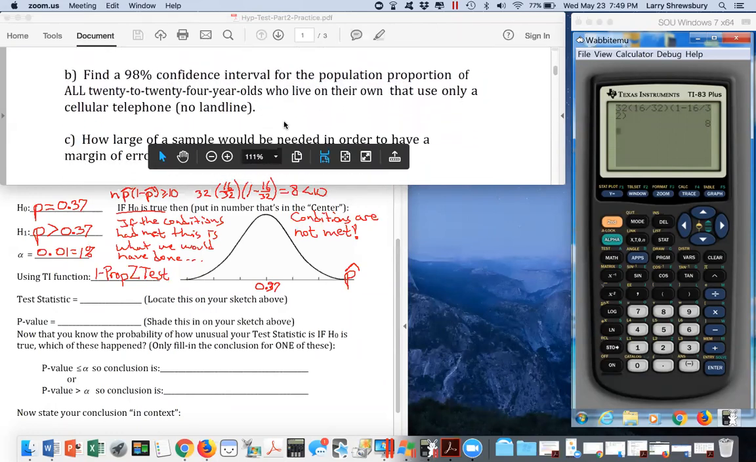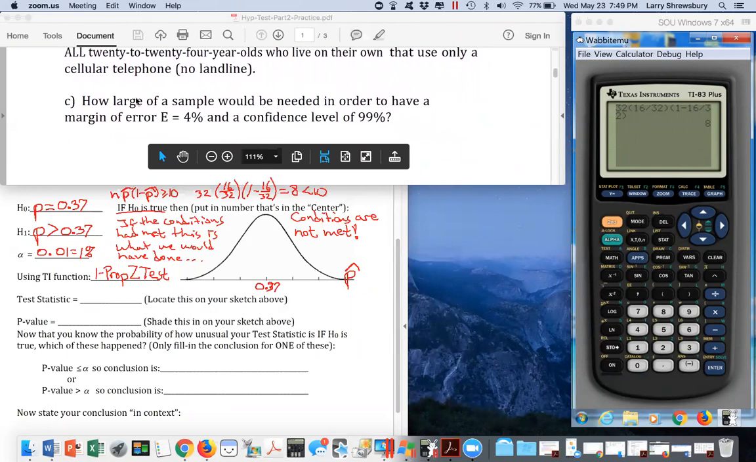But when you follow up with a sample size, the conditions are always met for a sample size. You can never skip this. So if you skip this one thinking the conditions weren't met, you'd be missing all those points.